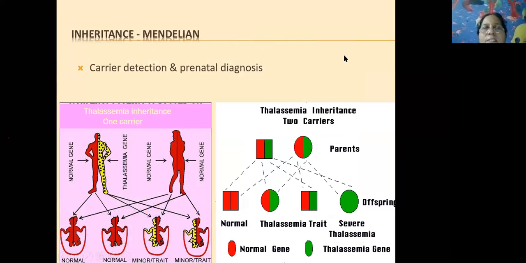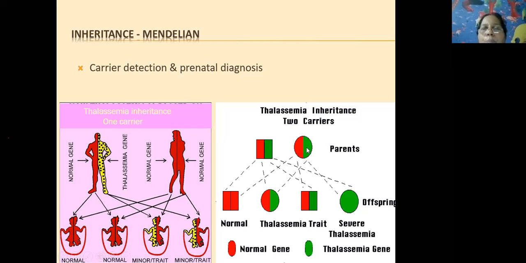Of course, this we discussed in sickle cell also. Same way it is autosomal recessive. So one is a carrier, the other is normal. Then all the children can be either normal or minor or trait. We call it all heterozygous. Heterozygous, minor, trait, everything carries the same meaning.